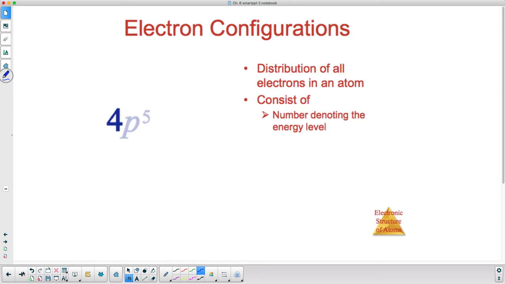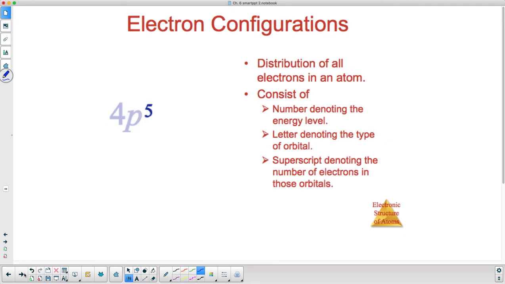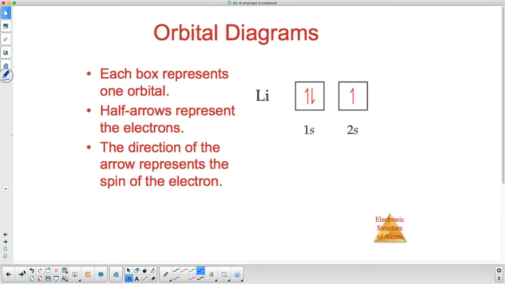Electron configurations. The first number is the main energy level. The second, the p, is the sublevel, which shows you what the shape of the orbital is. And the last one tells us the number of electrons in that sublevel. So the letter denotes the type of orbital, and the superscript denotes the number of electrons in those orbitals. We've talked about this before.